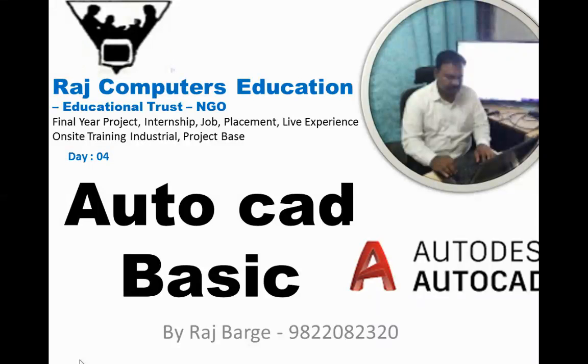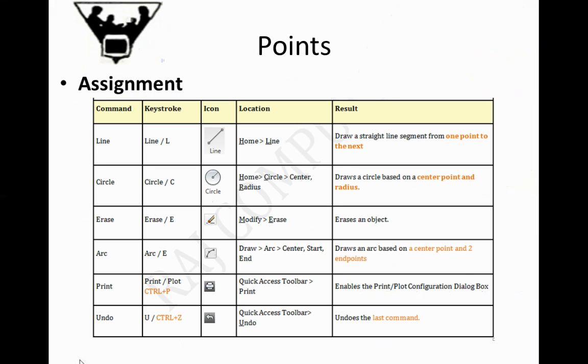So, what we are going to discuss today is all the basic commands, like what is a line command. Here, three things have been mentioned. First, what is the keystroke? What is the icon? What is the location, and what exactly does it do? So first is line. Line is always of two points. This is the first point. This is the second point.